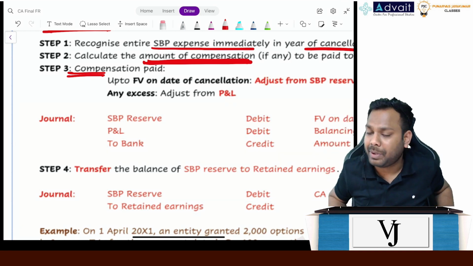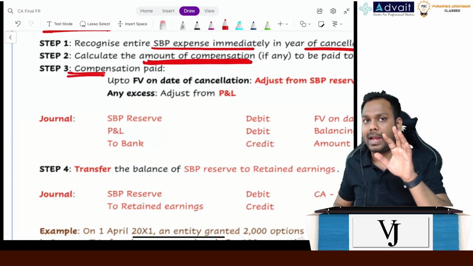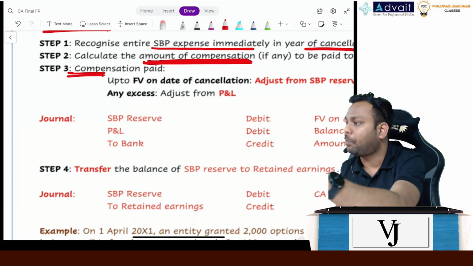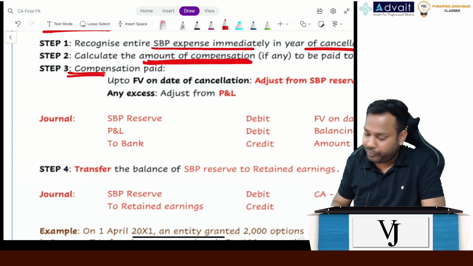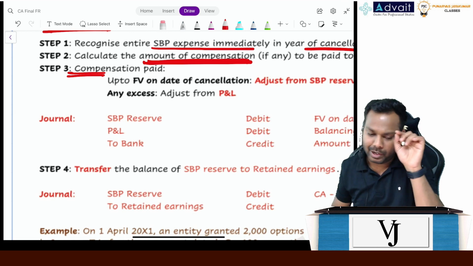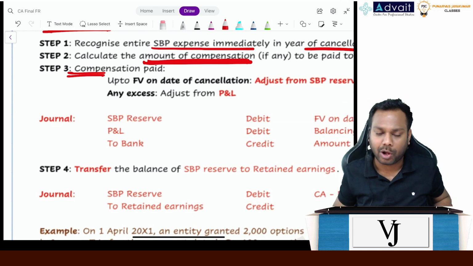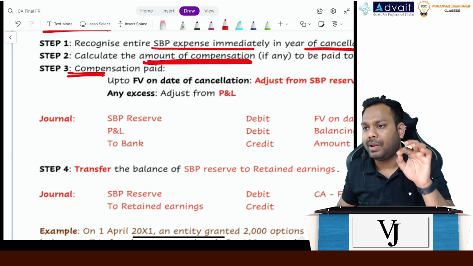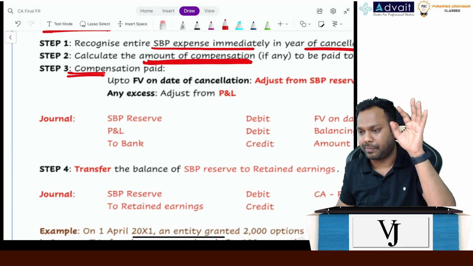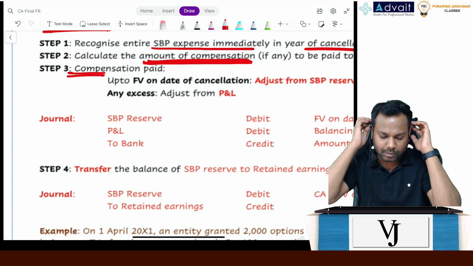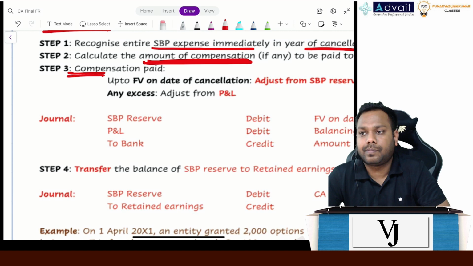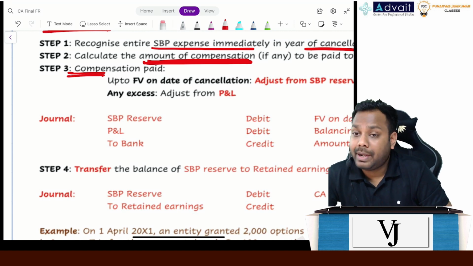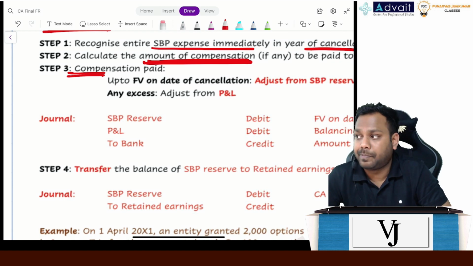Now, what mistake do students make here? Let's suppose I have to pay 10 rupees to the employee. I have a balance of 12 rupees in my share-based payment reserve. The fair value on the date of cancellation is 8 rupees. I request you to please note down these numbers in your notebook, all of you. The balance in the SBP reserve is 12 rupees. The amount that I have to pay is 10 rupees as compensation, and the fair value on the date of cancellation is 8 rupees.